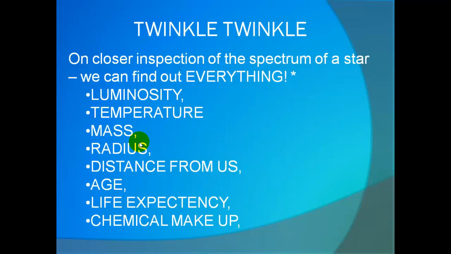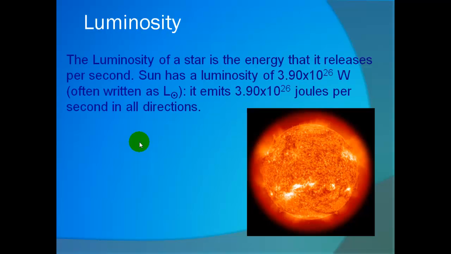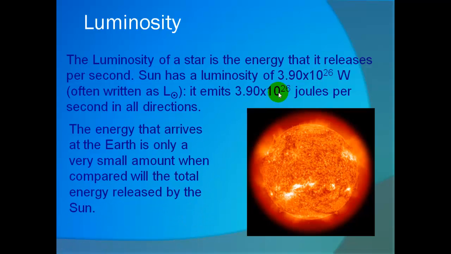So the luminosity. The luminosity of a star is the energy that it releases per second. We know that the sun has a luminosity of roughly 4 times 10 to the 26 watts. In other words, 4 times 10 to the 26 joules per second in all directions, if you add all the energy up. The energy that arrives at the Earth is only a tiny portion of that, because we're so far away that the energy spreads out by the time it reaches us. So we look at this thing called brightness, or apparent brightness.